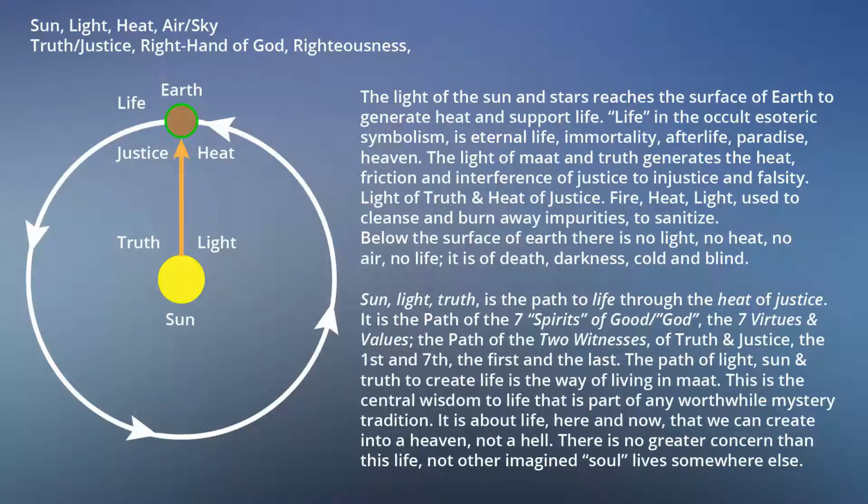Sun, light, and truth is the path to life through the heat of justice. It is the path of the seven spirits of good, or God, the seven virtues and values, the path of the two witnesses of truth and justice, those two witnesses, which are the first and the seventh, the first and the last. The path of light, sun, and truth to create life is the way of living in Ma'at. And that's true life, authentic life, real life, higher life, etc.